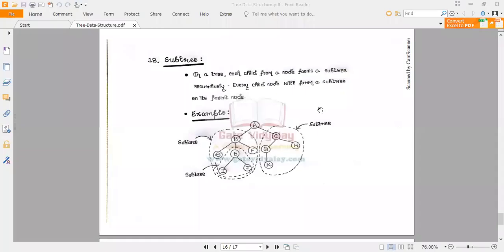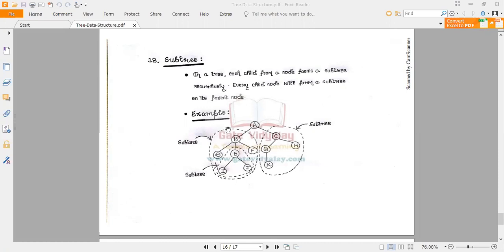Subtree. What is the subtree? So in a tree, each child from a node forms a subtree recursively. So we can check over here. We have a root node A and the subtree is the whole set of B, which includes D, E, F, I and J. Further, E is again a subtree with nodes I and J. So each child node is forming a subtree here.